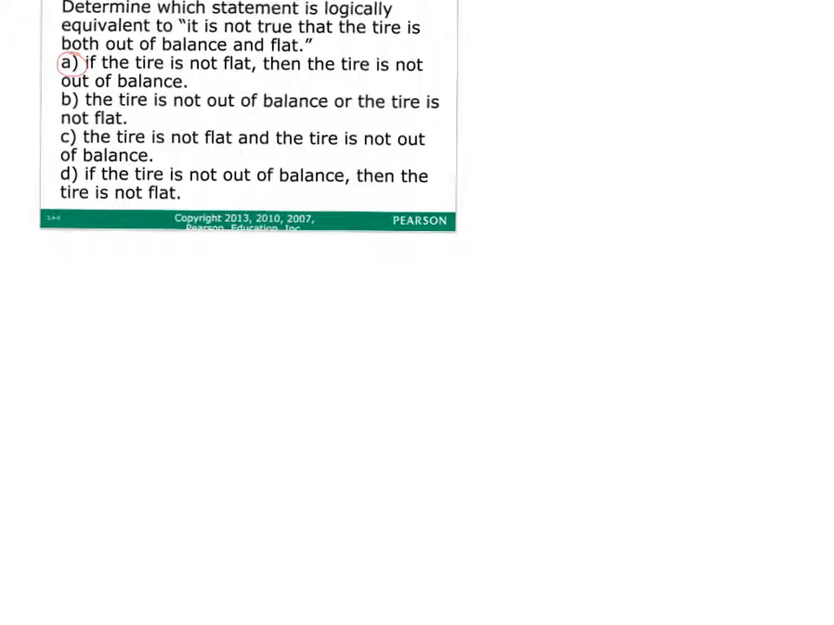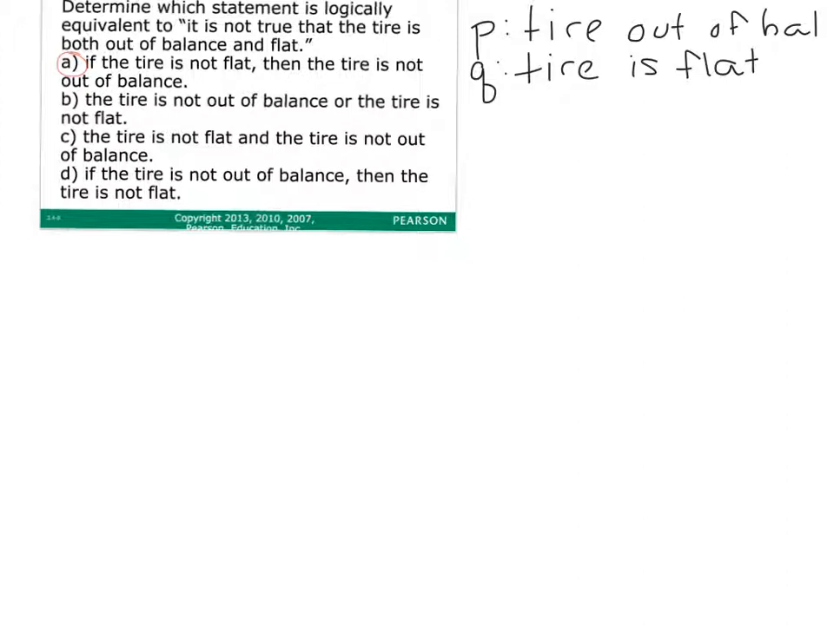Okay, so when we do that, I'm going to let statement P be the statement that the tire is out of balance. And I'm going to let statement Q be that the tire is flat. Okay, so we have to translate it is not true. So remember, something is not true, you do the little tilde for the negation. It is not true that. So that's usually an indicator that you need a big set of parentheses, that there's going to be a whole statement following it. It is not true that the tire is both out of balance and flat. Okay, so that would be P and Q.